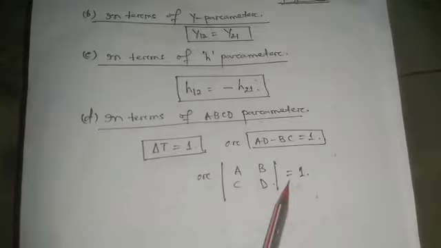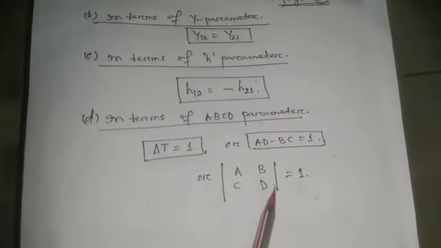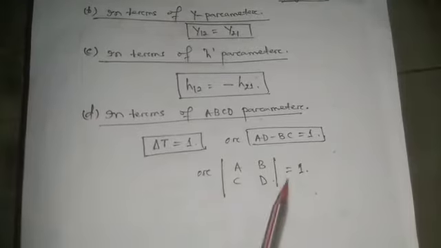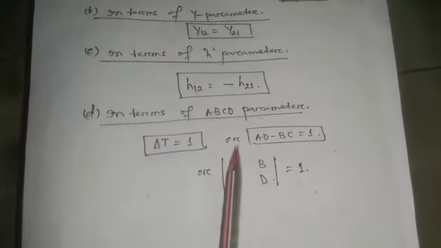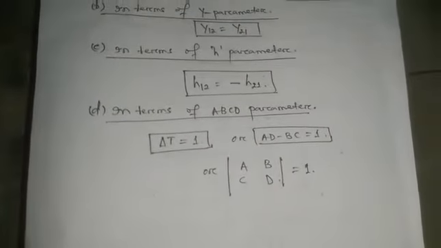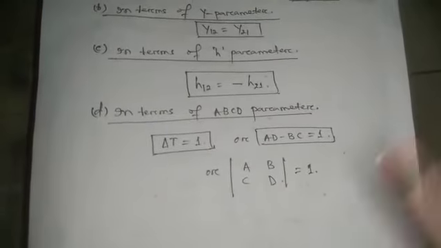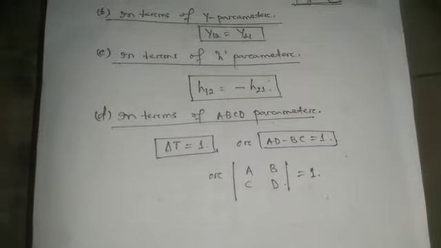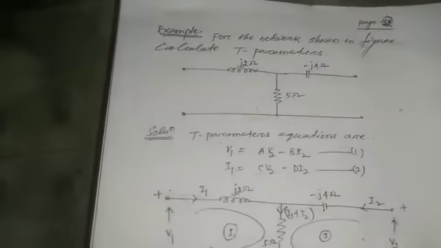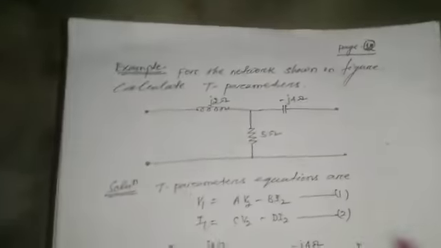How do you get AD minus BC is equal to 1? Take the determinant of ABCD; if you calculate the determinant of these ABCD parameters, you get 1. That is the condition for reciprocity of ABCD parameters. These are the symmetrical and reciprocity conditions for these various parameters. Now we solve one good example.